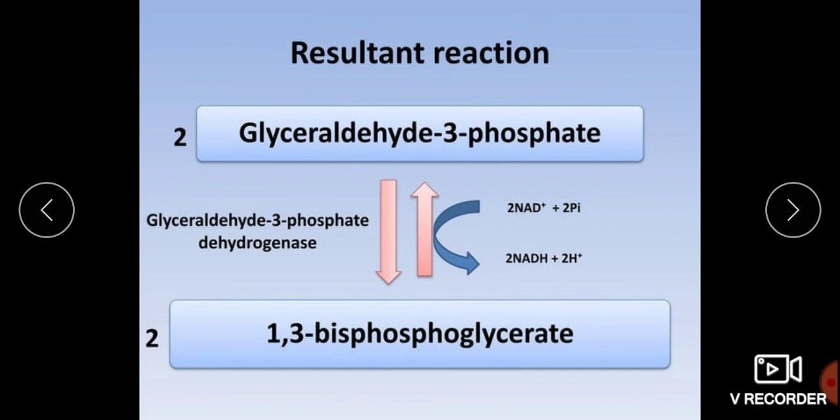Two molecules of glycerol 3-phosphate get converted into two molecules of 1,3-diphosphoglycerate. The enzyme for this reaction is glycerol 3-phosphate dehydrogenase, and in this reaction, two NADH molecules are formed and two ATP are formed. This reaction is a reversible reaction.